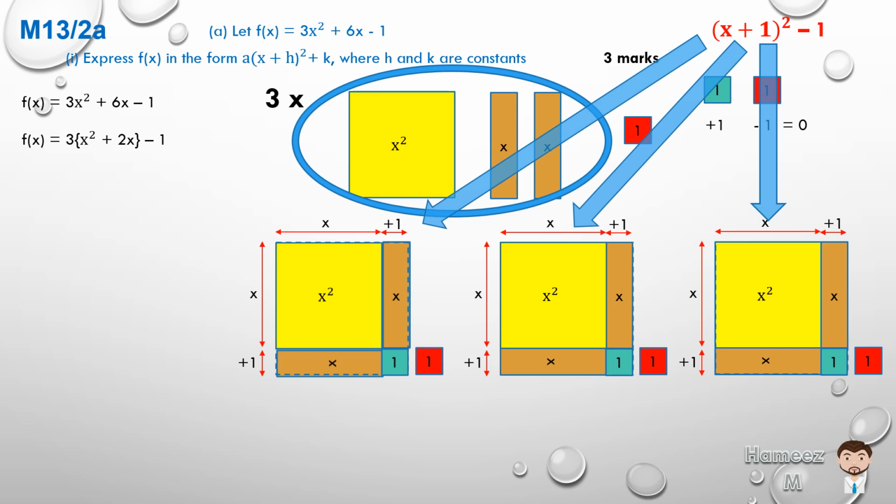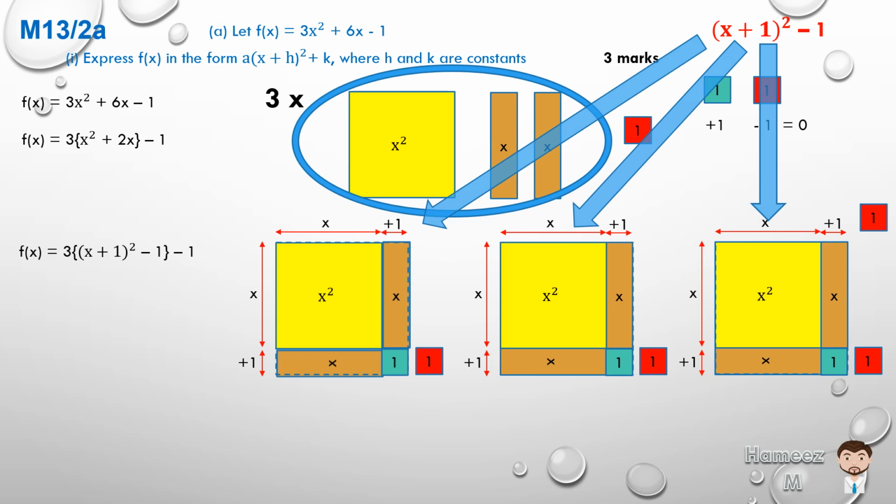And from the original equation up on top, what was missing? Minus 1. So we can bring that across. So what do we have in all? Let's write that. f of x is equal to 3 times x plus 1 squared minus 1. 3 sets of that. Minus 1 on the right hand side, that one red square.